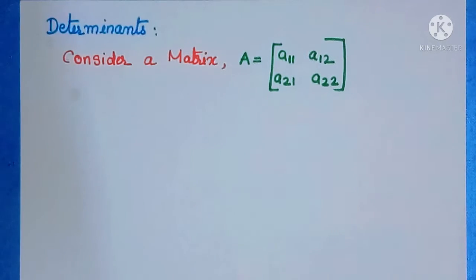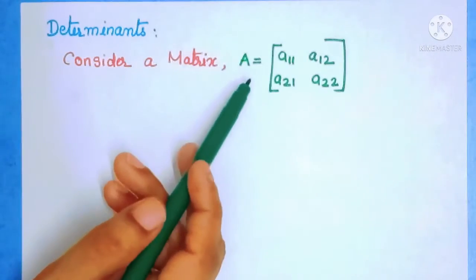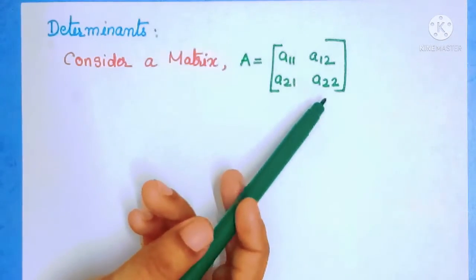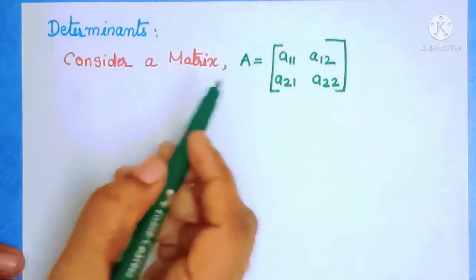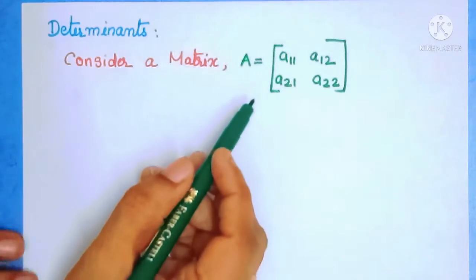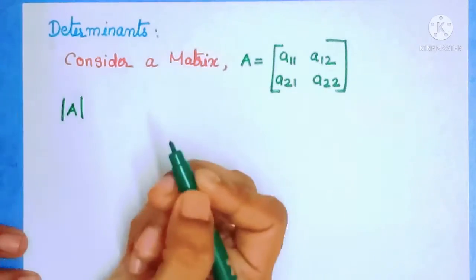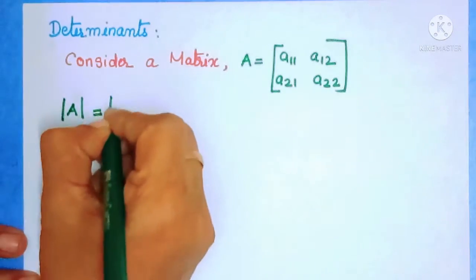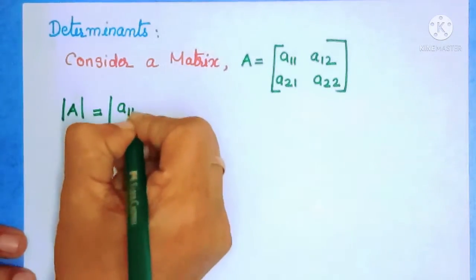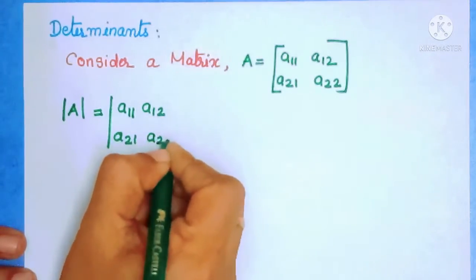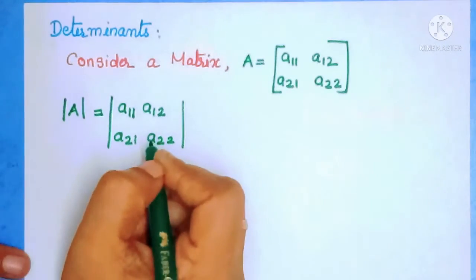Today we are going to discuss what is meant by a determinant. Consider a matrix A equal to A11, A12, A21, A22. Then what is its determinant? Its determinant can be denoted by determinant of A, which is equal to the determinant of A11, A12, A21 and A22. This is the representation of a determinant.